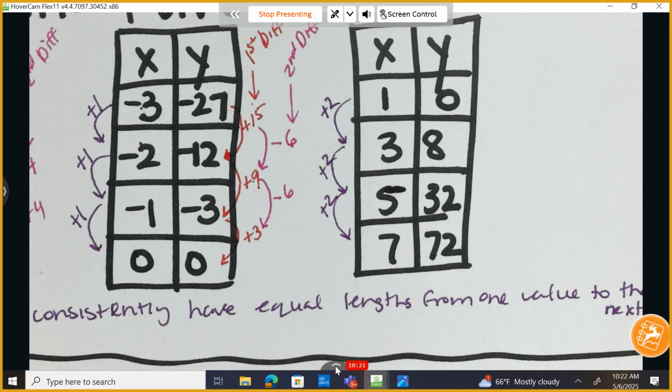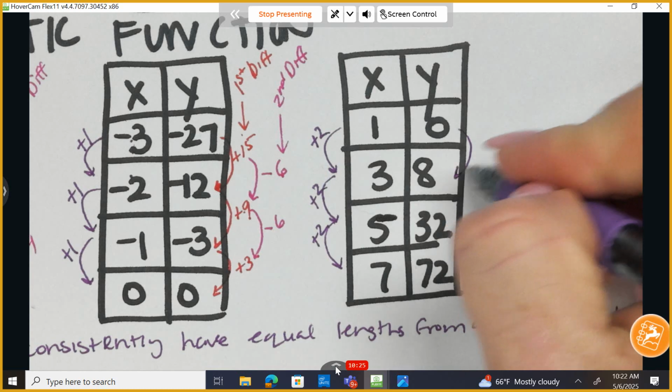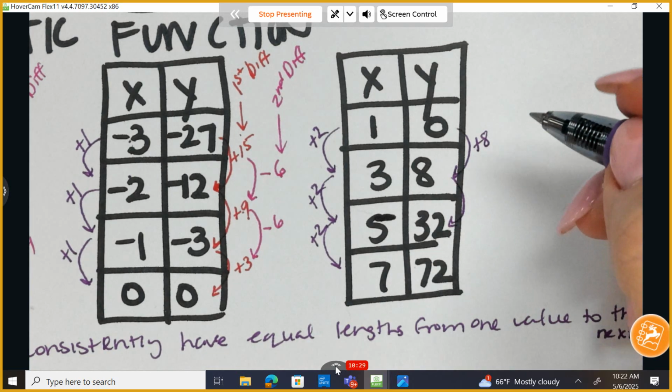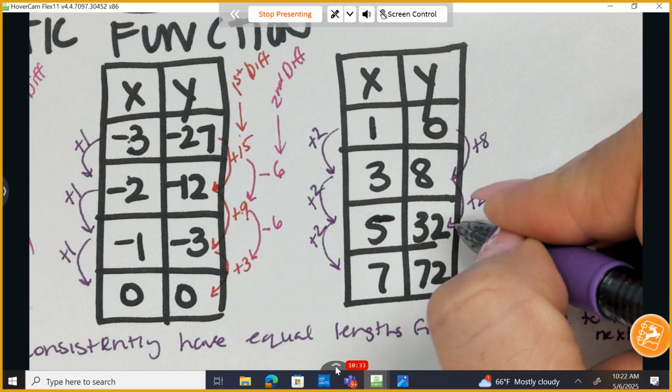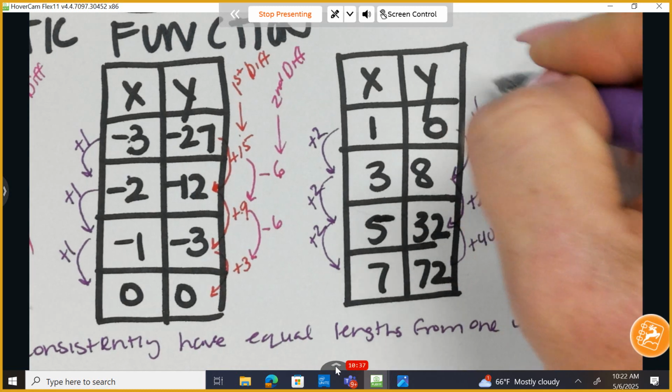So I'm going to come off to the side here. I'm checking this out. Okay, you ready? 0 to 8, I just went up 8. 8 to 32, feel free to use a calculator when you need to. I went up 24. 32 to 72, I just went up 40. Feel free to use a calculator.